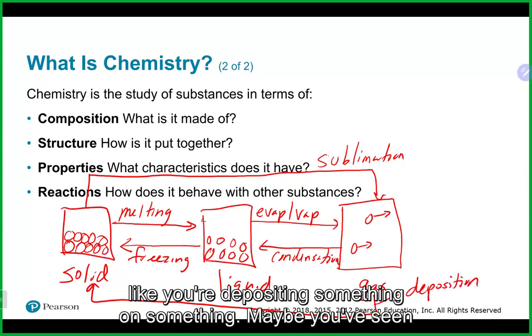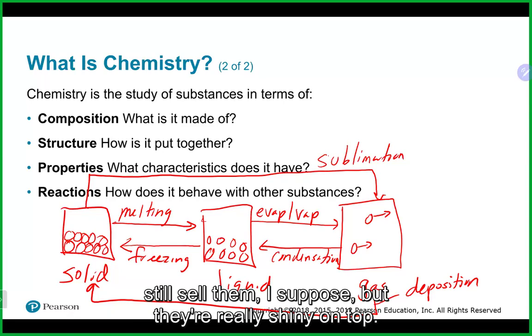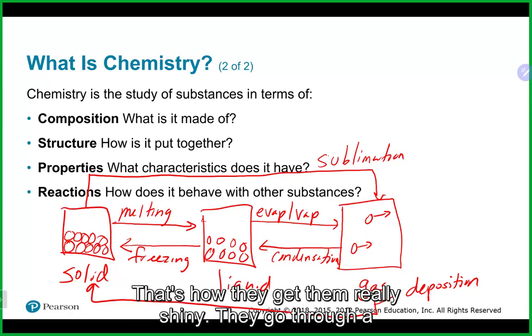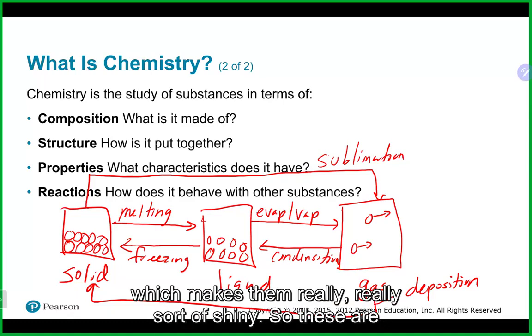Like you're depositing something on something. Maybe you've seen a picture of a CD or DVD these days. I think they may still sell them, I suppose. But they're really shiny on top. That's how they get them really shiny. They go through a deposition process and deposit the metals on there, which makes them really, really shiny.